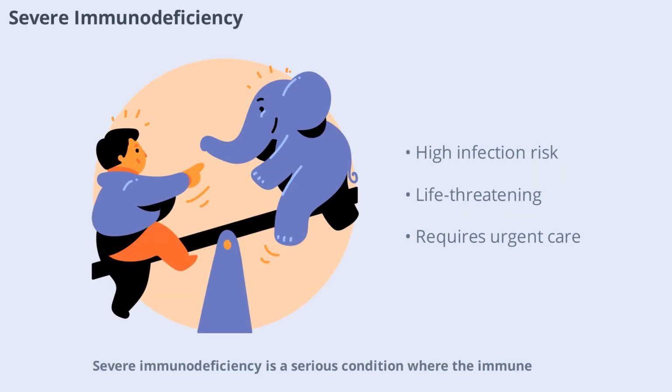Severe immunodeficiency is a serious condition where the immune system is almost entirely unable to defend the body. Individuals with severe forms are at risk for life-threatening infections, even from organisms that are harmless to most people. Hospitalization and specialized treatments are often required. Early diagnosis and aggressive management are key to improving outcomes and survival rates.